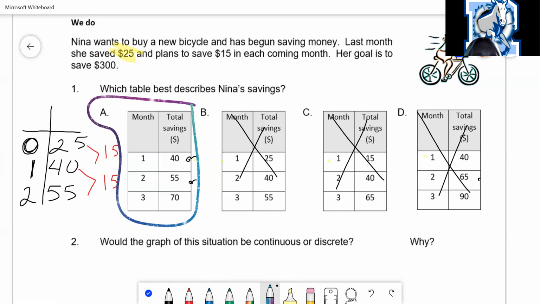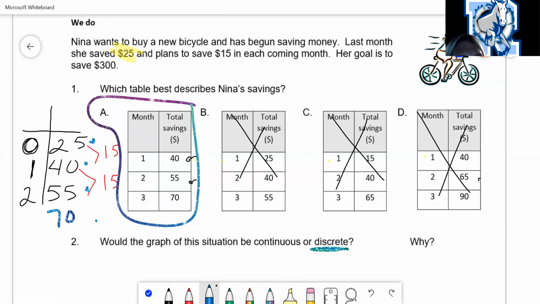Now it says, would the graph of this situation be continuous or discrete? Remember, continuous means between 2 points, it's every number. Well, am I ever going to have $25.50 or $26 or $27 in my account if all I'm doing is saving? Discrete means that it's got to be specific values. Every month, I'm going to start with 25 and only go up by 15. I will always go up by 15, and they haven't said I'm taking any money out. So the only thing I'm going to have is specific values. So this is going to be discrete.